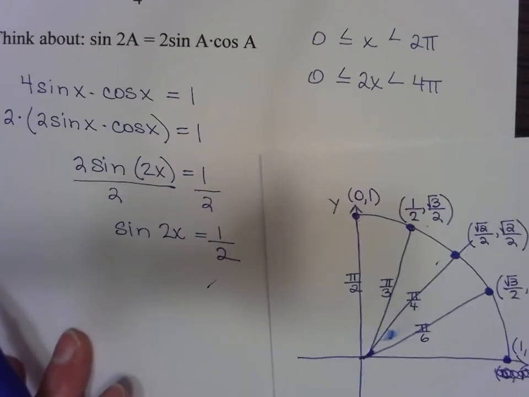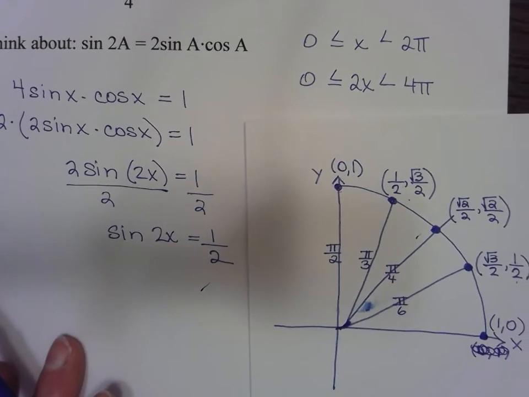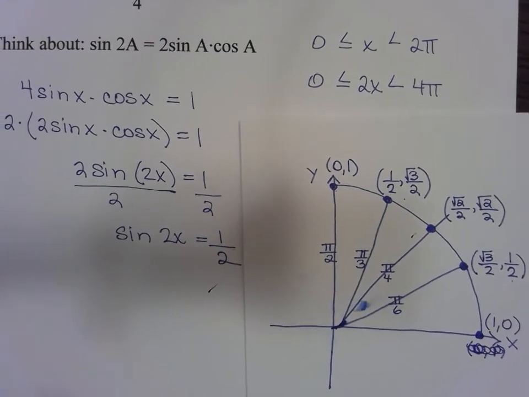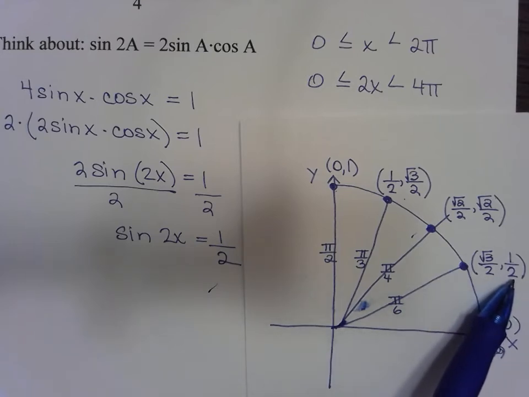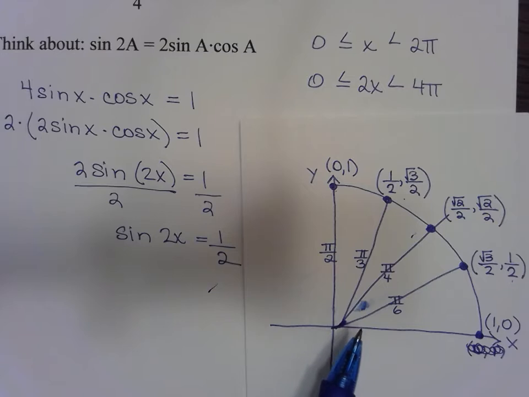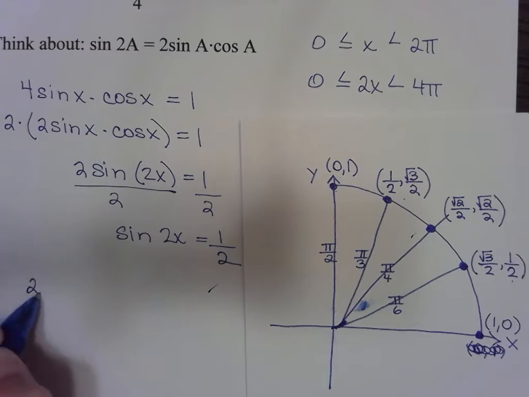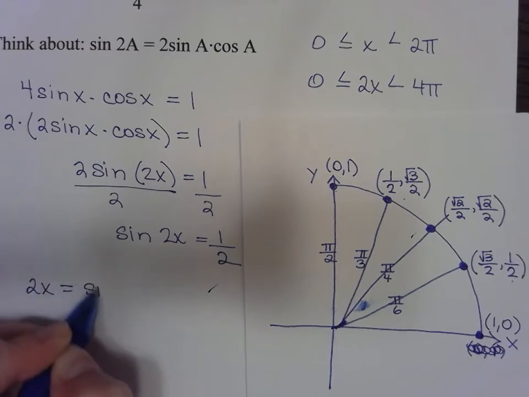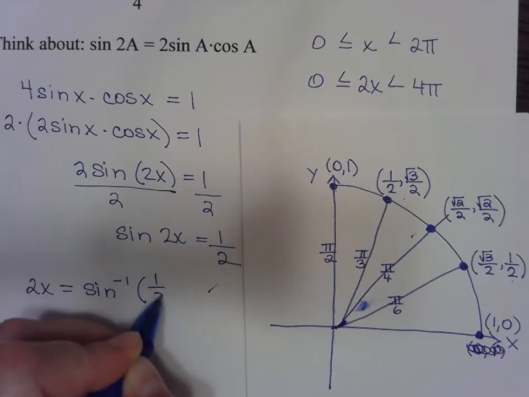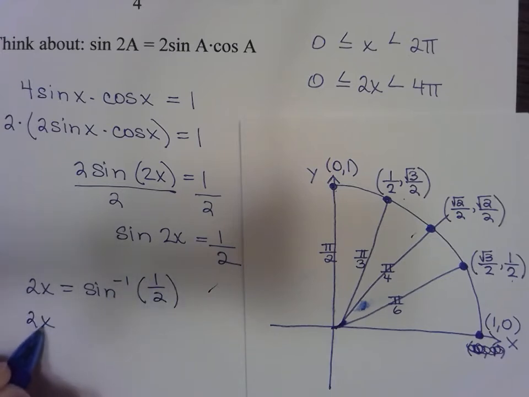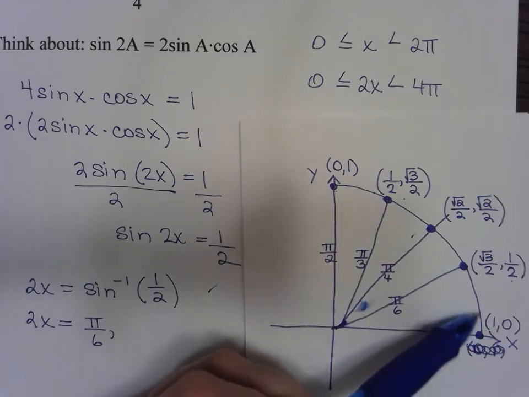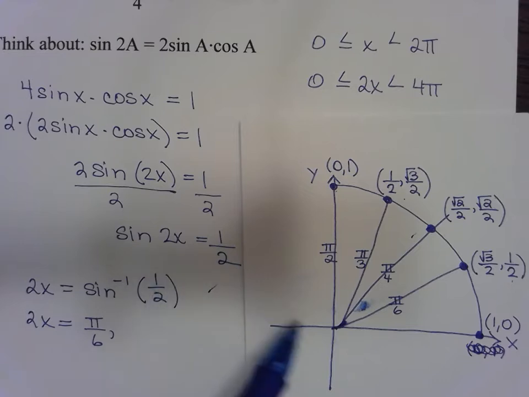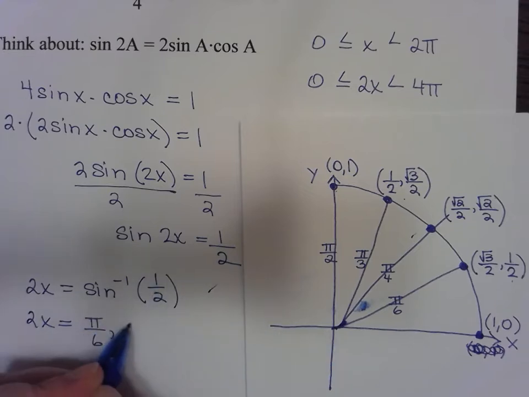So we'll bring in our unit circle. Okay, so the value of the sine is 1/2 when we're talking about a 30-degree angle, or pi over 6. So what we have then is 2x is the inverse sine of 1/2. So one option is pi over 6. Remember, we got to go all the way around the circle twice. The second option would be right here before we get to pi, so that would be 5 pi over 6.